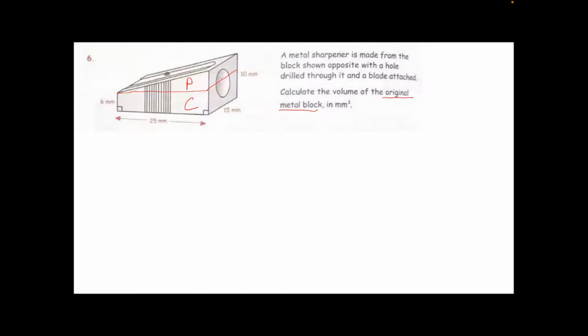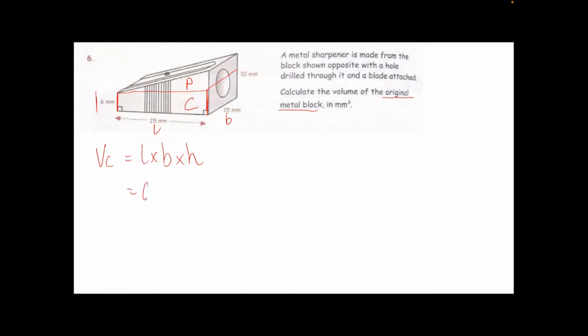What we can then do is start with the volume of our cuboid, so that is length times breadth times height. So I would use this as my length, this is my breadth, and then the height of the cuboid is just this section here, so that is my 6 millimetres.